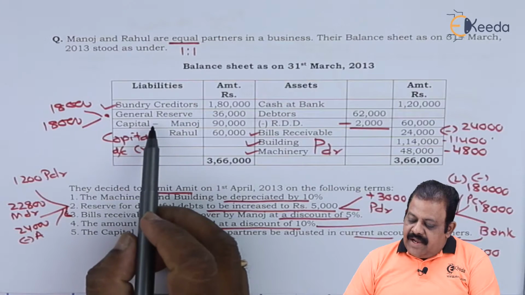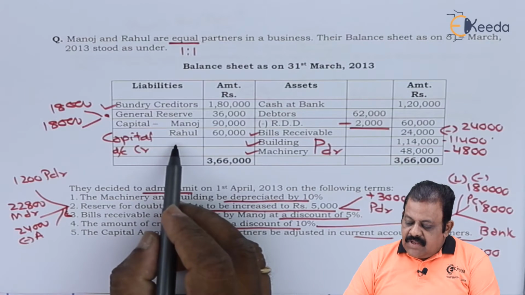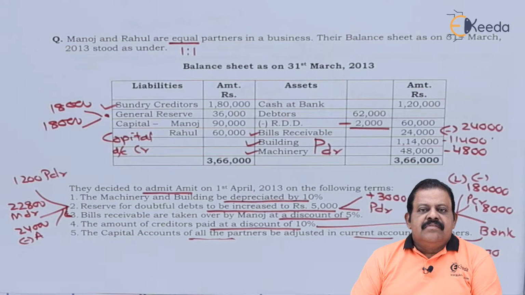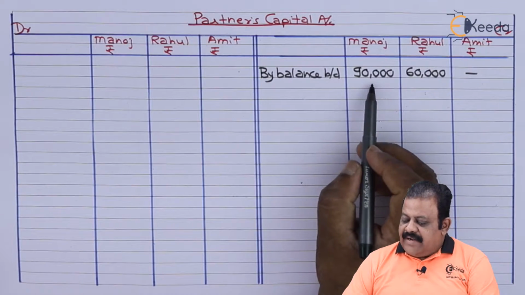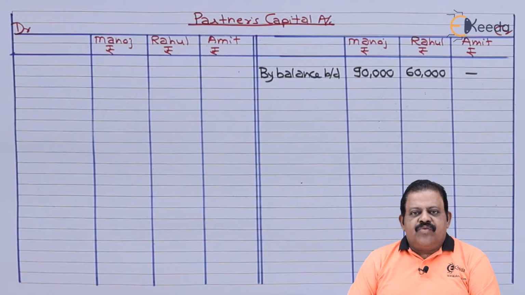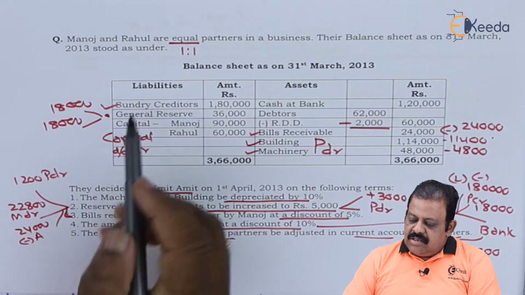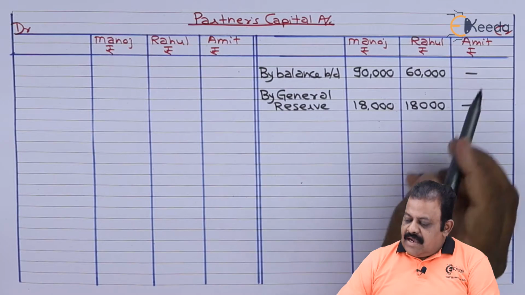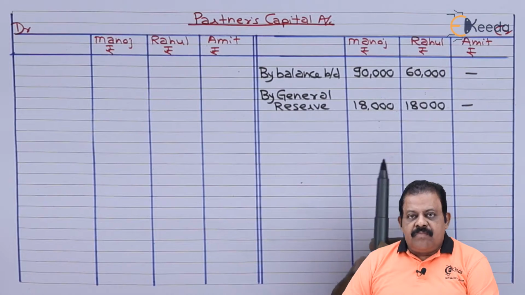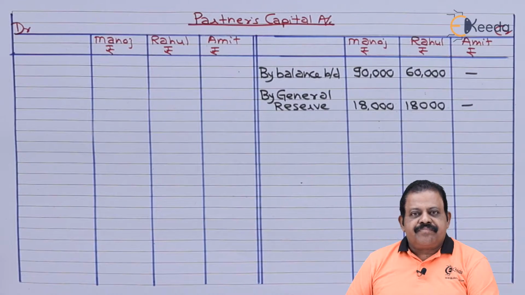On the liability side we have partners' capital: Manoj 90,000, Rahul 60,000. This will be credited to their capital accounts. Partners' capital account credit: Manoj 90,000, Rahul 60,000. On the liability side we have general reserve 36,000. This will be divided in the ratio of 1:1. Partners' capital account credit by general reserve: Manoj 18,000, Rahul 18,000.